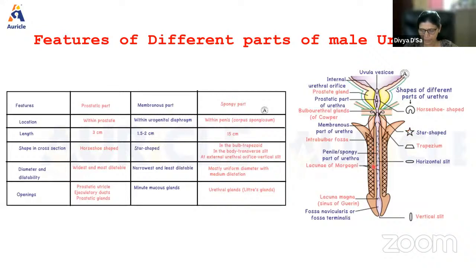In the body of the penis, it shows a transverse, slit-like, or horizontal shape. At the base of the glans penis, it is inverted T-shaped. At the external orifice, it shows a sagittal or vertical slit. So these are the shapes of the lumen in cross section.